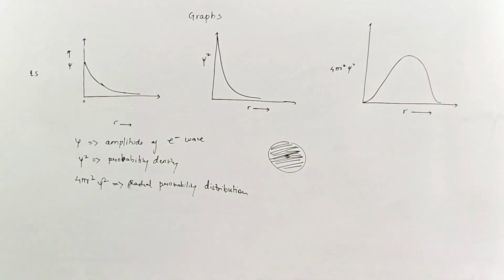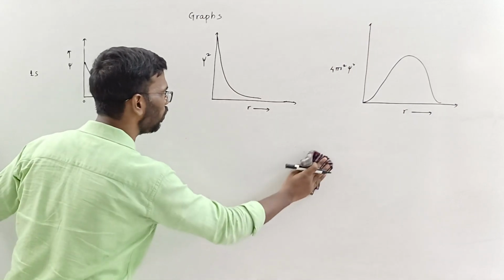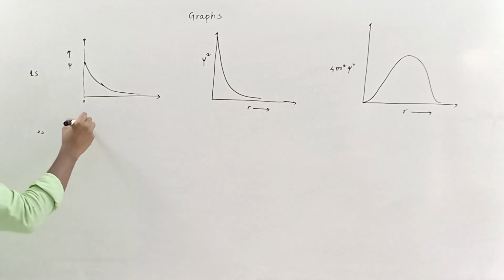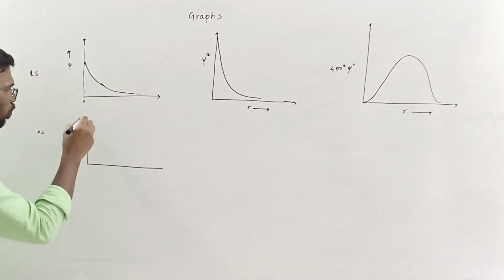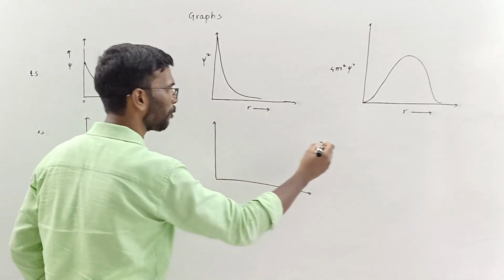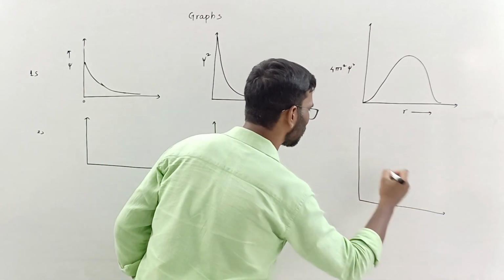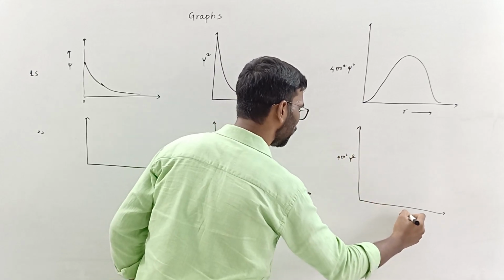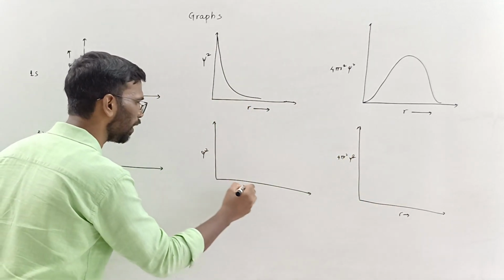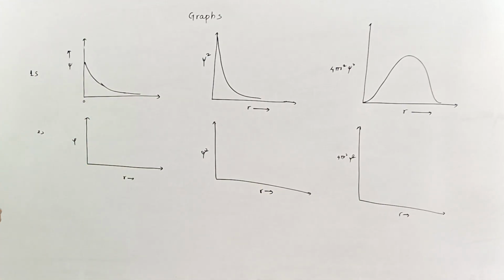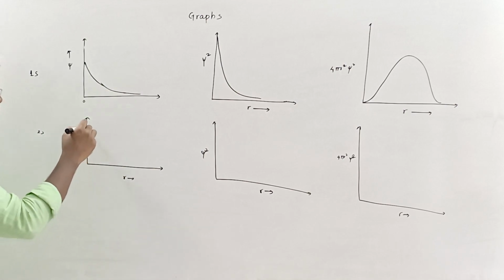What would be the graph for a 2s orbital? Let's take the 2s orbital. I'll draw small graphs because many graphs we have to learn. This is 4 pi r square psi square versus r. This is psi square versus r. This is psi versus r. For the 2s orbital, there is one radial node, right? So the graph will be this way.